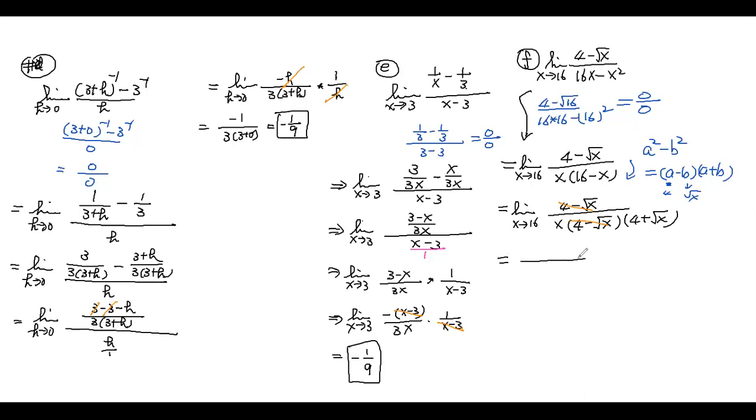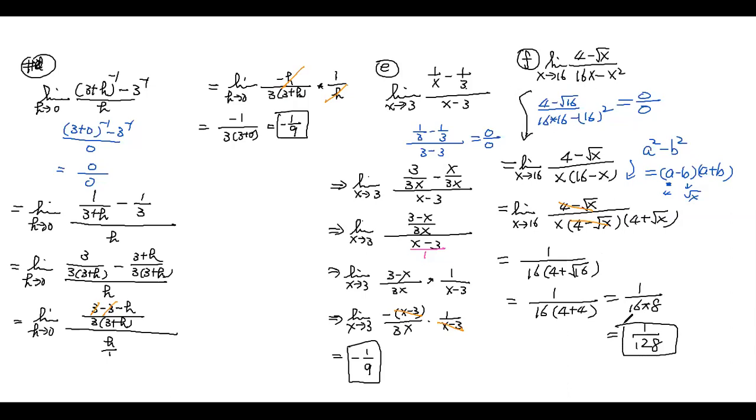So the limit will just be 1 over 16 times 4 plus the square root of 16. So this will be just 1 over 16 times 4 plus 4, so it's 8, right? So it's 1 over 16 times 8. So what is 16 times 8? It's 1 over 128. So that's how we find the limit.